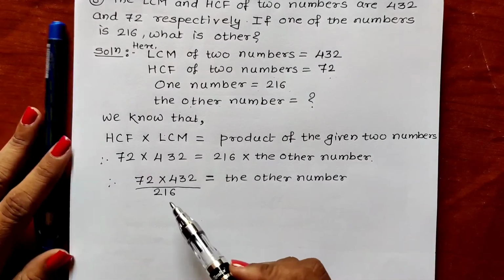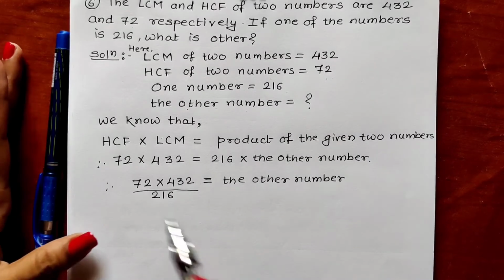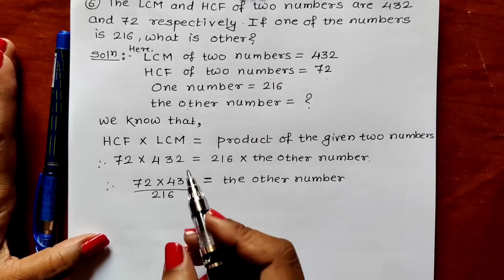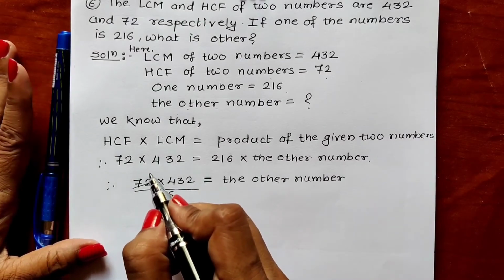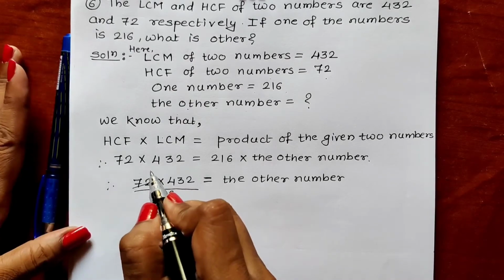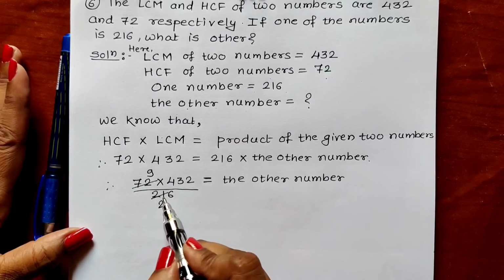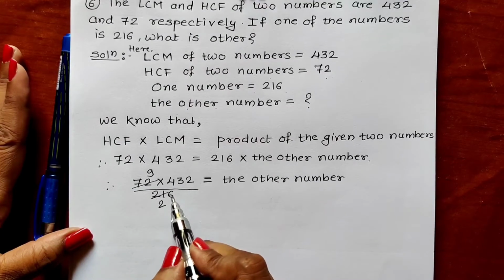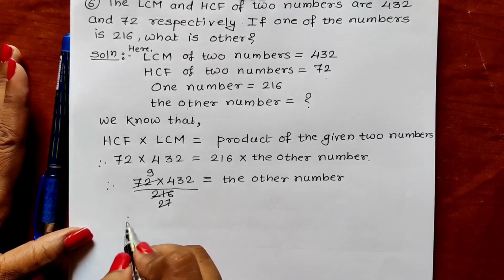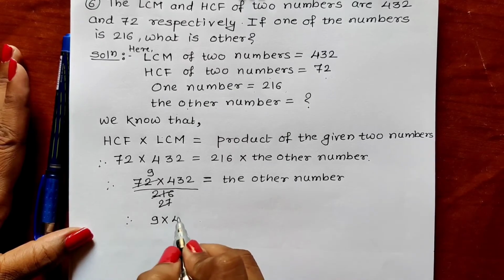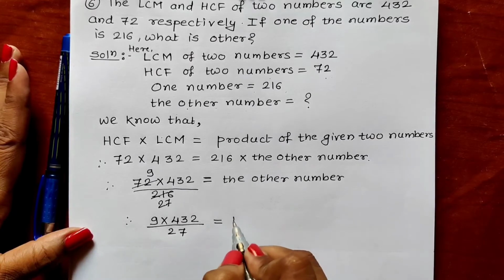Now let us cancel this. I can see that this 72 and 216 can be cancelled by 8. So I will cancel it by 8 first. 8 8s are 64, 8 9s are 72. Then 8 2s are 16. 21 minus 16 is 5 and this 6 will be 56. 8 7s are 56. So what I have got, 9 into 437 upon 27 is equal to the other number.